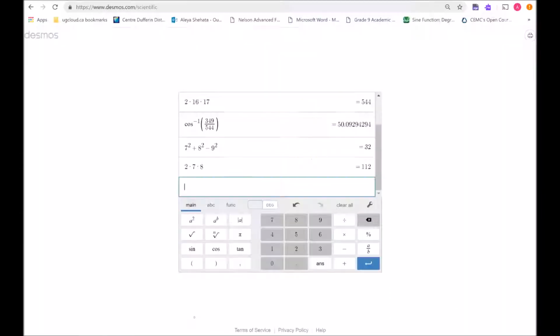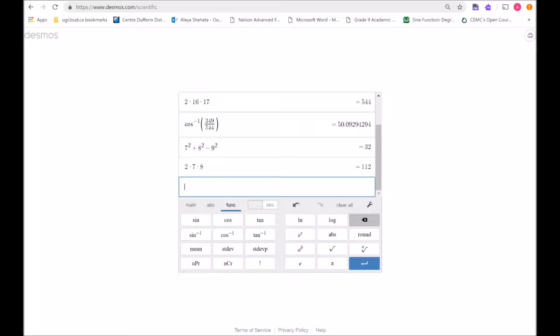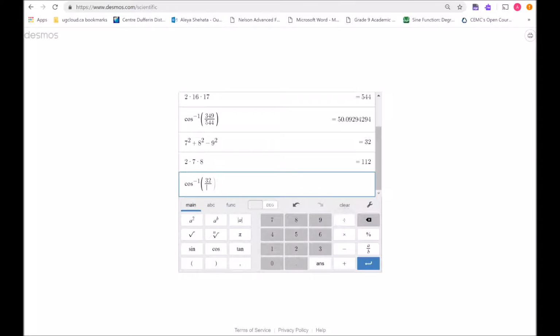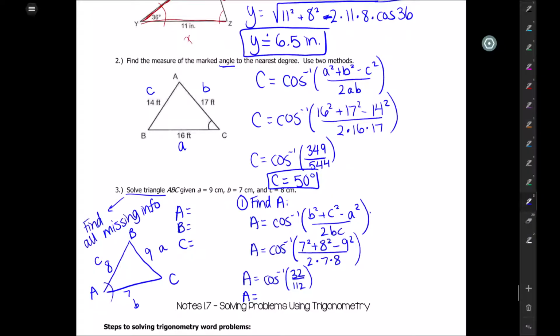I type that into my calculator, inverse cosine of 32 over 112, and I end up getting about 73 point, let's round to the nearest tenths, that 3, there's a 9 that comes after it. That 9 bumps that 3 up to a 4. So it's approximately 73.4 degrees. That's what angle A is, 73.4 degrees.